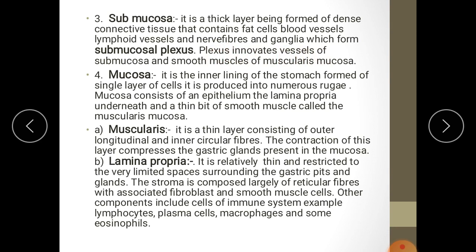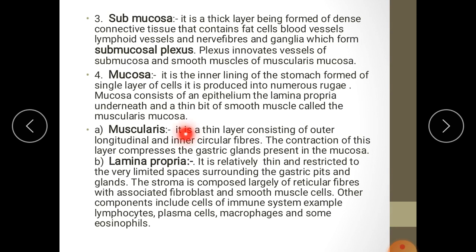So mucosa is the inner lining of the stomach formed of a single layer of cells. It is produced into numerous rugae. Mucosa consists of an epithelium, the lamina propria underneath, and a thin bit of smooth muscle called the muscularis mucosa. So muscularis mucosa also comes under mucosa, not in the submucosa.